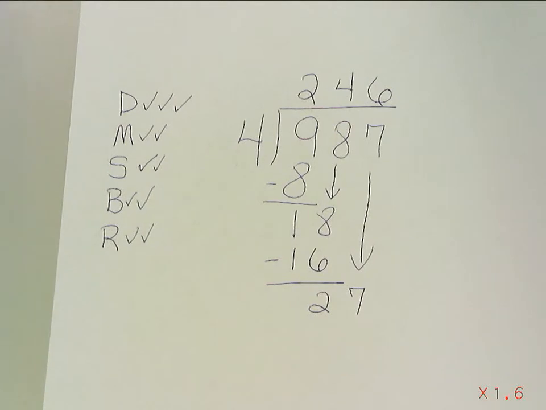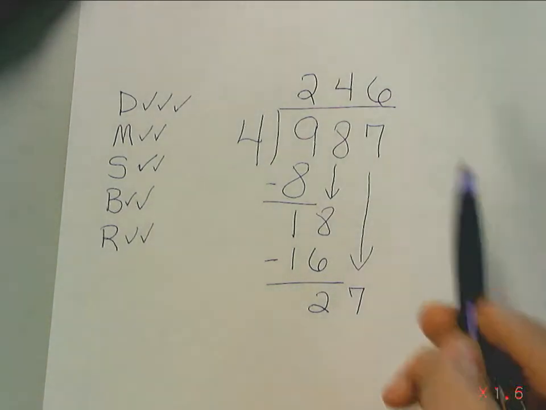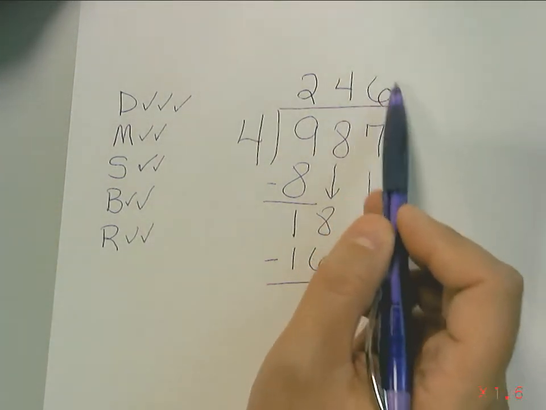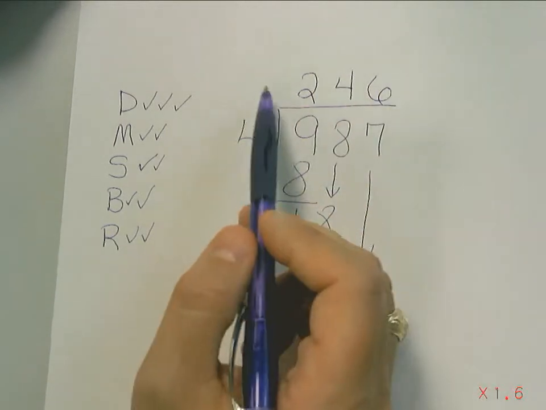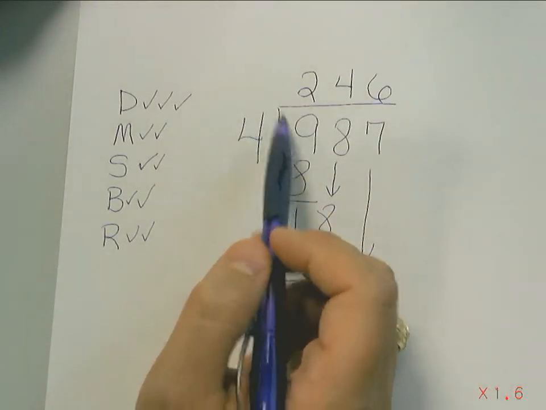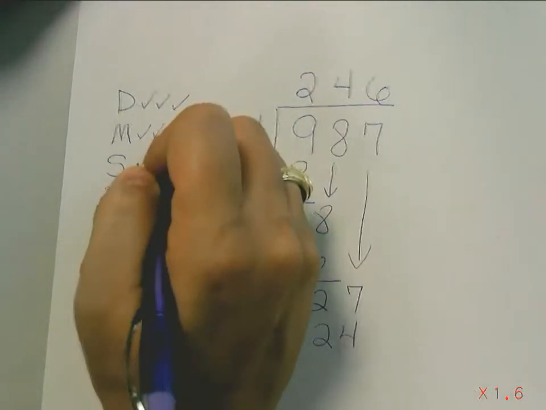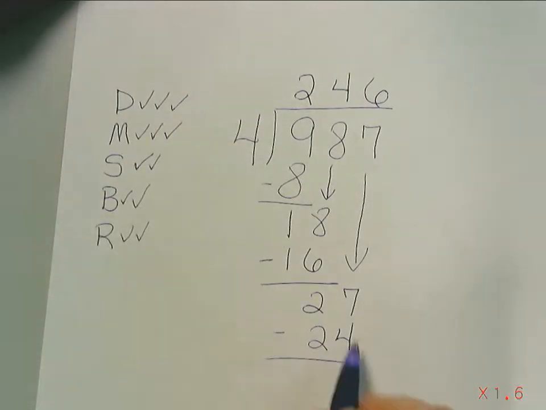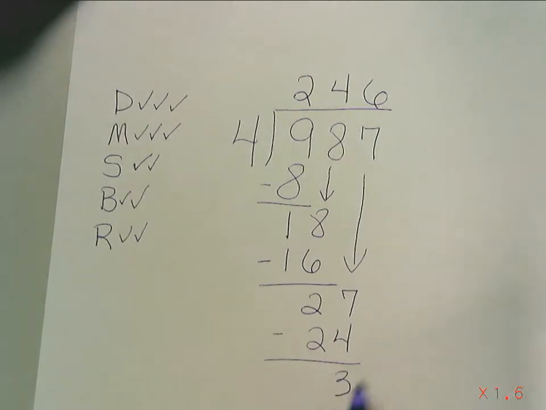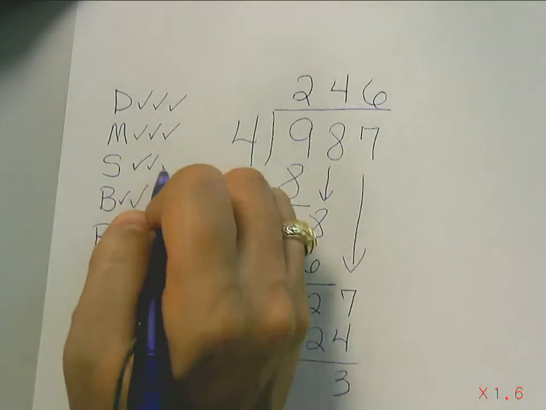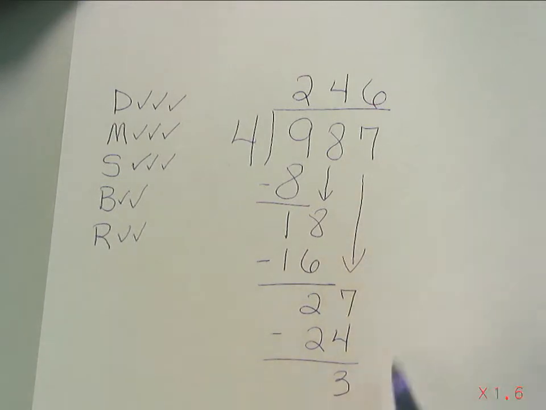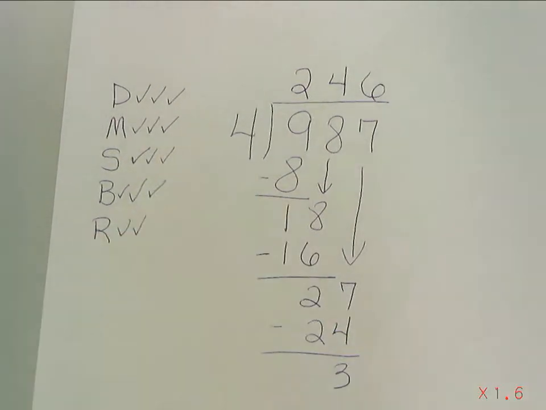Then I'm going to multiply. My next step is to multiply the digit I just wrote on top, which is a 6, times my divisor. 6 times 4 is 24. And then I subtract. 7 minus 4 is 3. 2 minus 2 is nothing. I don't have anything left to bring down, so I can just check that off. And then I'm left with repeat or remainder.